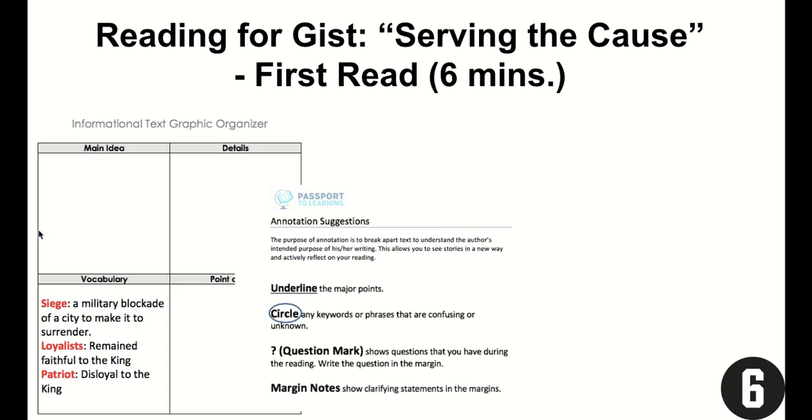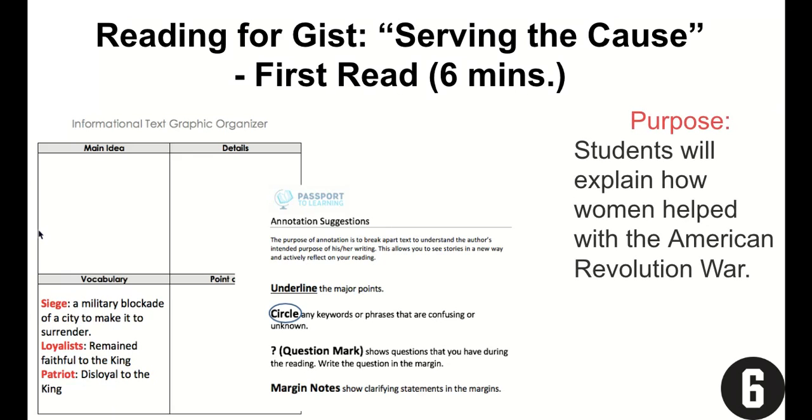a reminder of how we annotate our text. You should be underlining major points, circling keywords or words you don't understand, questioning things that you have trouble with, and also writing in the margins. Remember, as you're reading, I want you to focus on how women helped with the American Revolutionary War. So take about 6 minutes. When you're ready, come back.